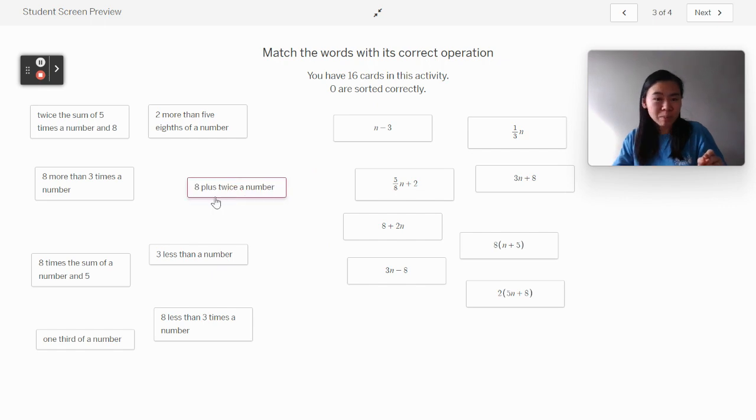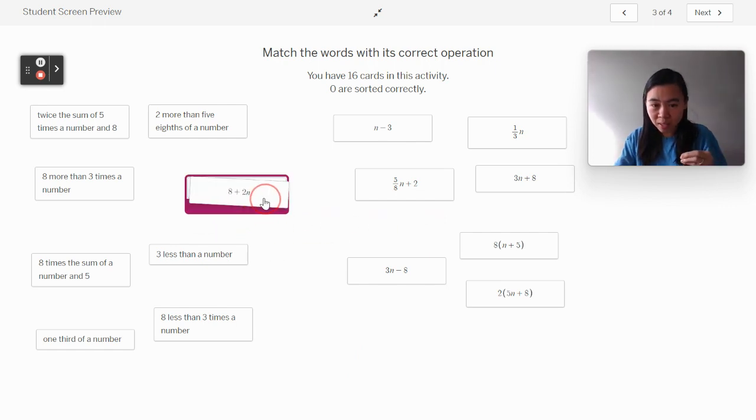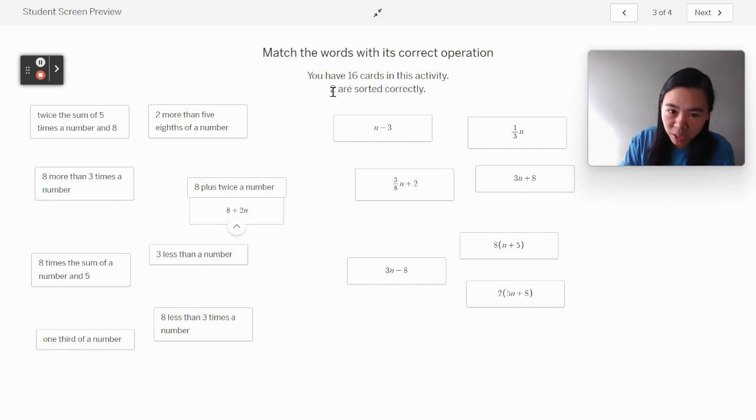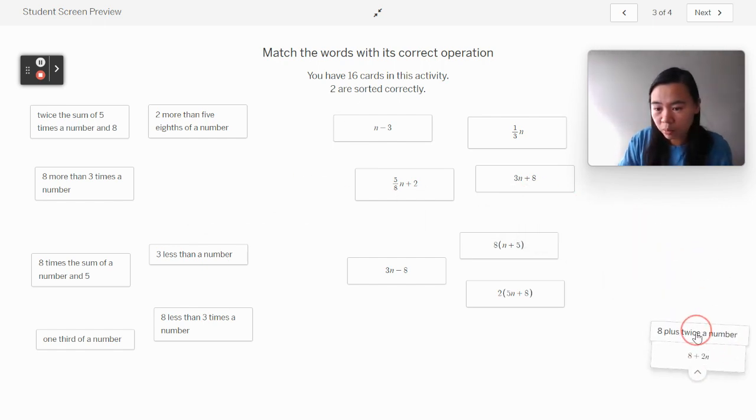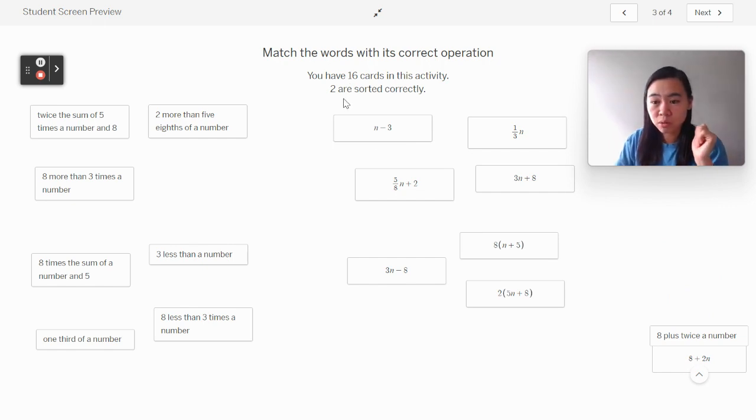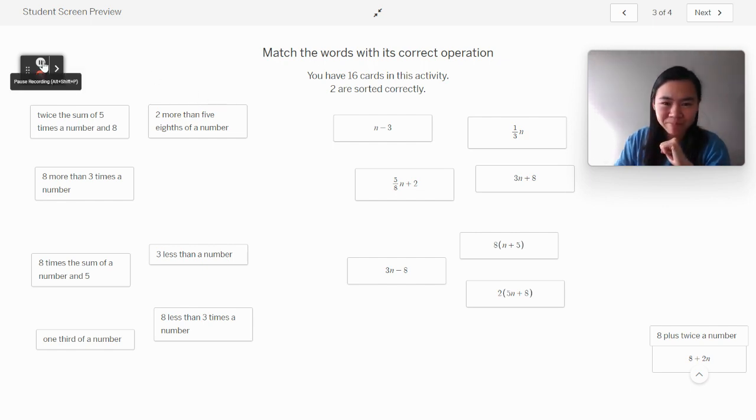Here, we'll do this one. 8 plus twice a number. Twice a number is times 2. So 8 plus twice a number. Okay, don't just put it next to each other like this. Actually stack them. And then you can see right here, it says 2 are sorted correctly. So this one's done. Put that off to the side. Make sure it says 16 cards sorted correctly. I'm going to keep going. You can do it. Next slide.